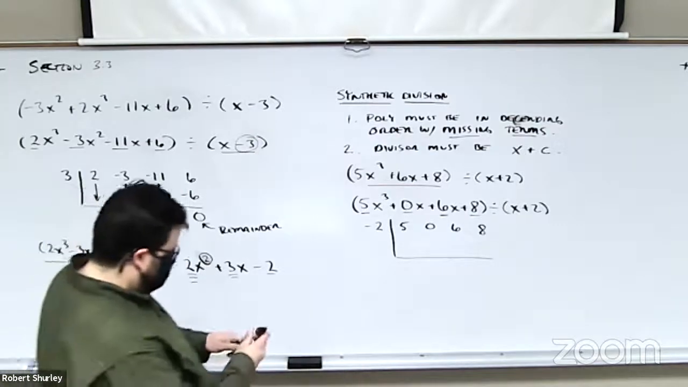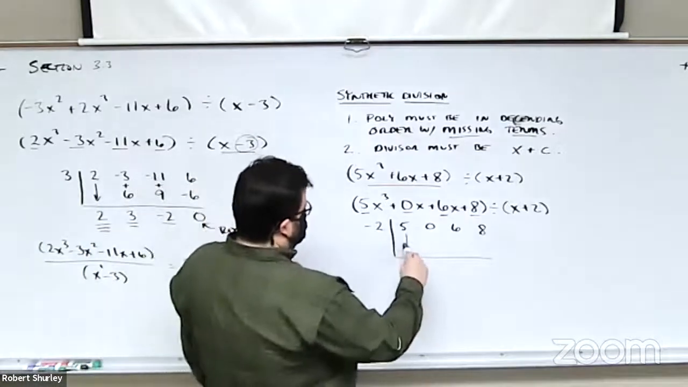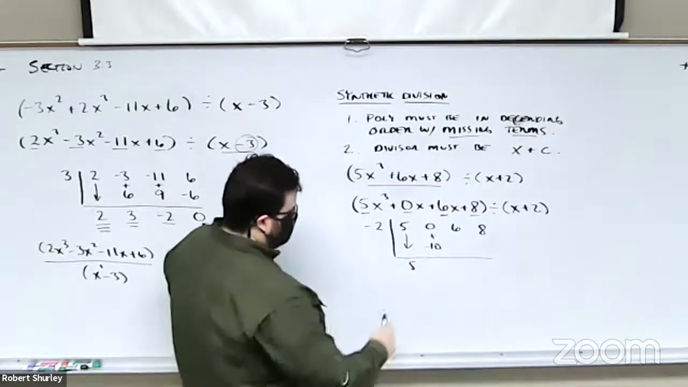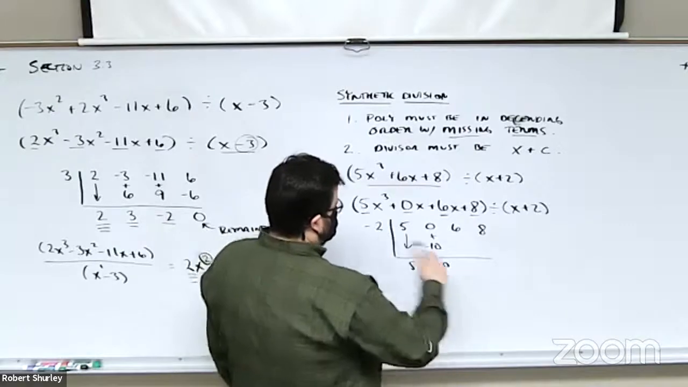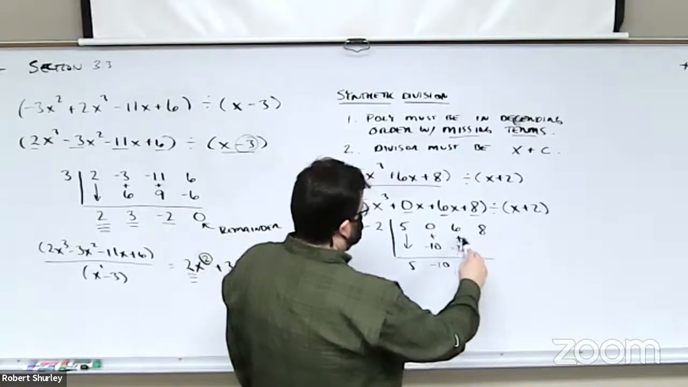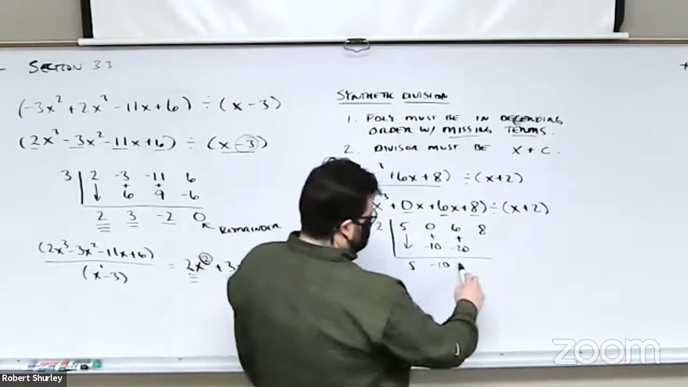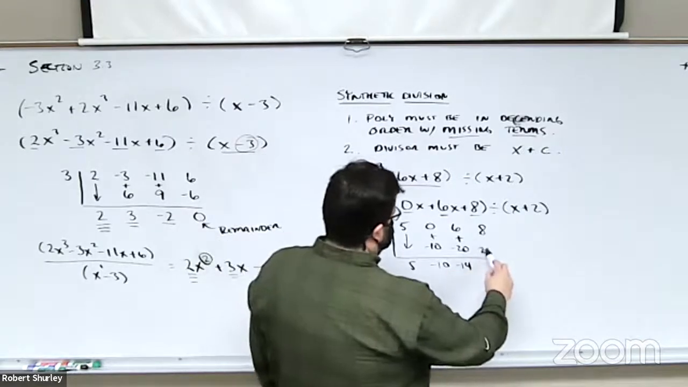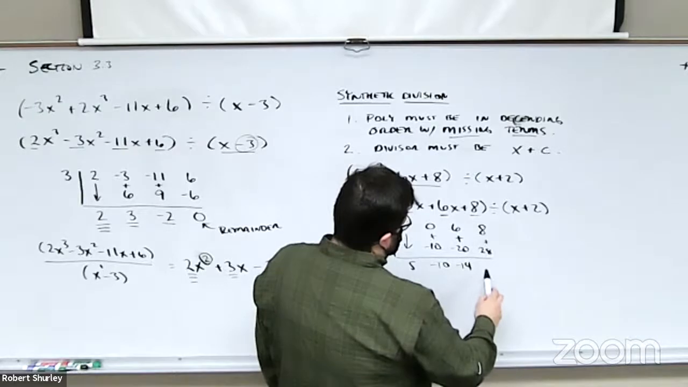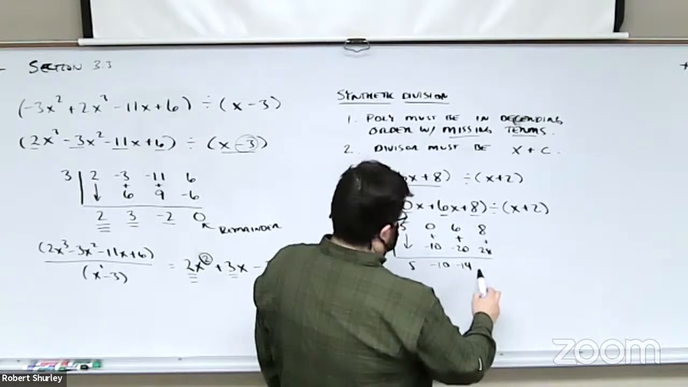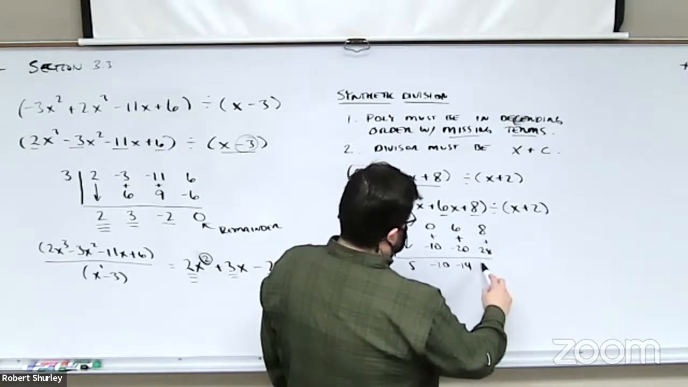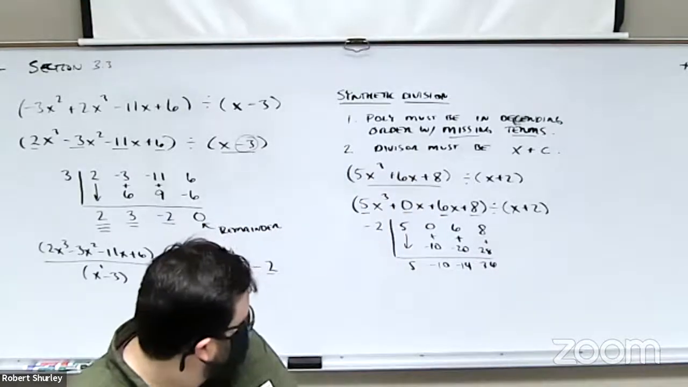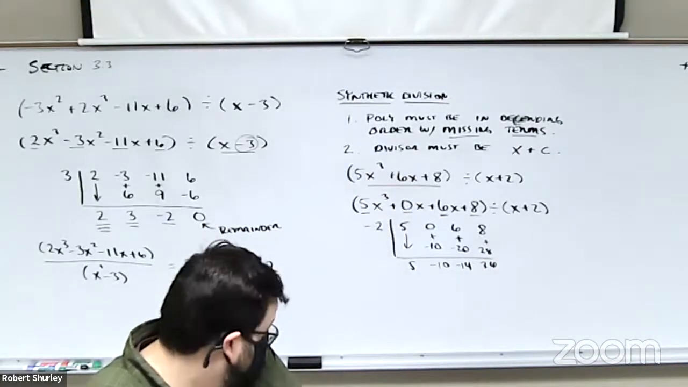Okay, let's see. So bring the 5 down. We got a 5. -10. Add that, we get a -10. -20. Add that, we get what? A -14. Multiply that, we get 28. 28 plus 8? 36. That's not what the book got. Yeah, I got something. Yeah, the book did too.